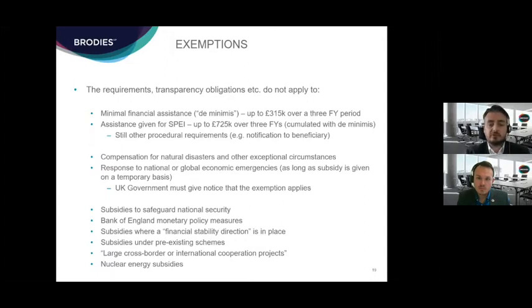There are also exemptions for compensation for natural disasters, other exceptional circumstances, responding to national or global economic emergencies, as long as that's a temporary subsidy. In both cases, the UK government has to give notice that such a disaster or emergency exists for those exemptions to be unlocked. Then there's a further grab bag of exemptions, so safeguarding national security, Bank of England, monetary policy measures, subsidies where the Treasury is given a financial stability direction, schemes that exist prior to the bill taking effect. Subsidies granted under those schemes won't need to comply with all of the obligations in the bill. This concept of large cross-border or international cooperation projects is excluded, and so is nuclear energy. So subsidies for nuclear energy do not have to follow the same rules.